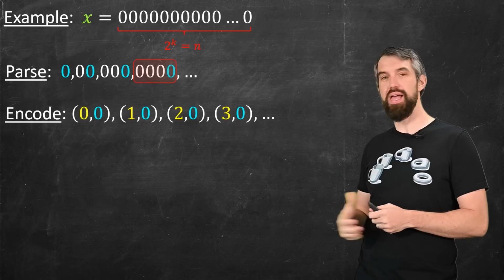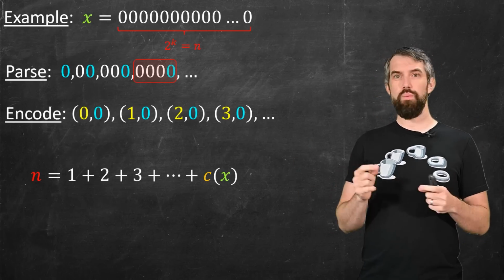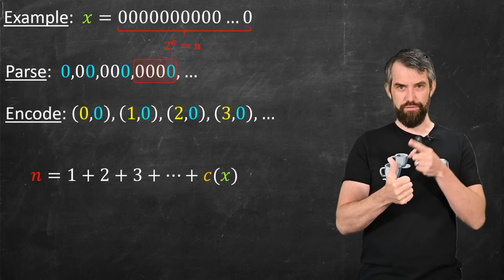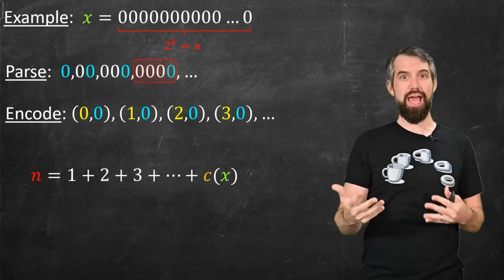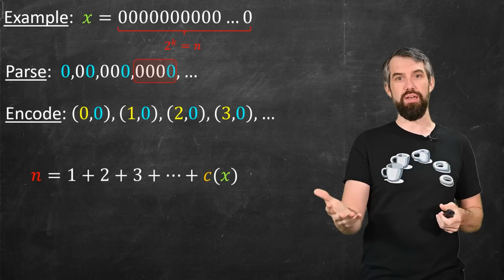So this gives me my encoding in decimals. You can convert to binary if you wished. The way this has worked is that the number of zeros is, well, the first is 1, then 2, then 3, and then you keep on adding up until you get to c of x. That's the number of steps that you need.